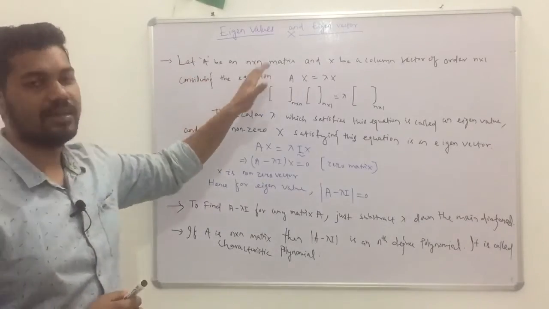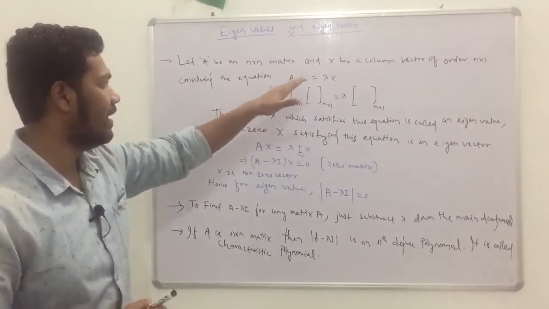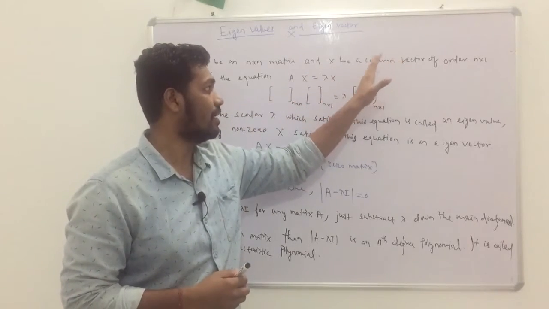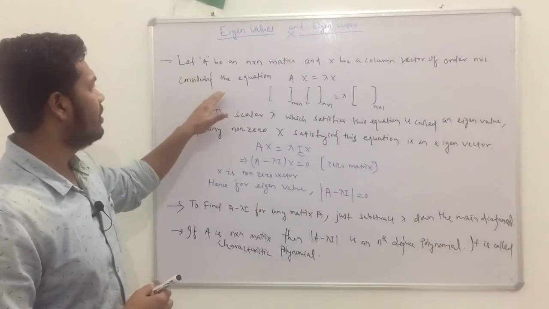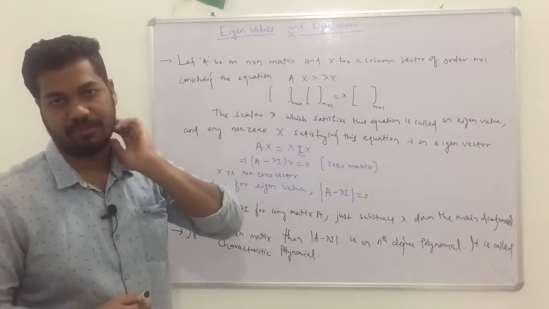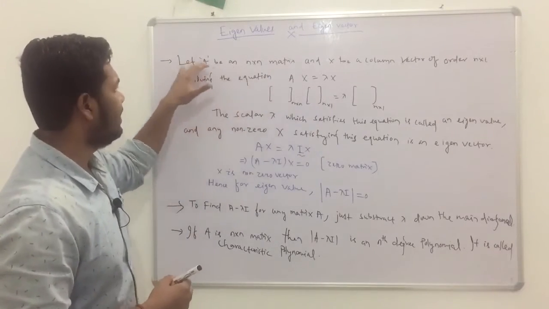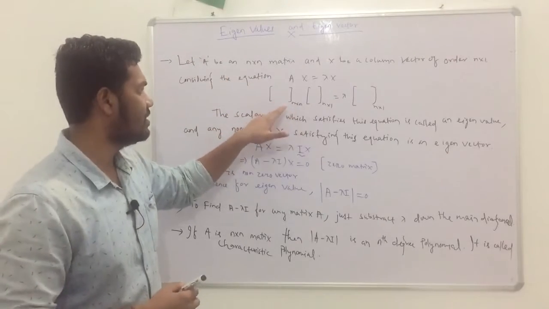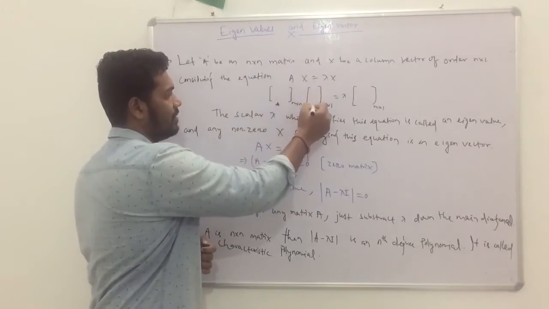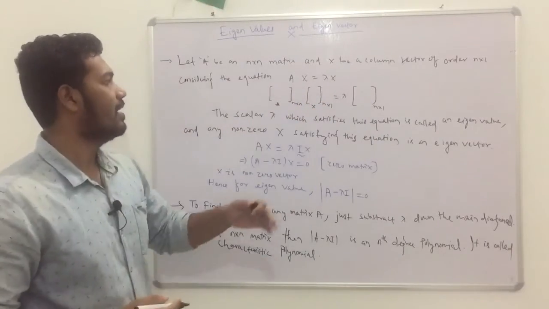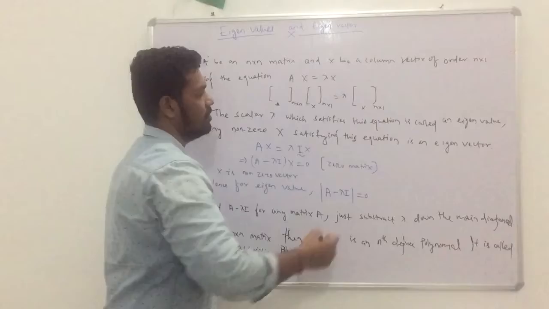Let A be any n cross n matrix and x be a column vector of order n cross 1, considering the equation Ax equals lambda x. What it says: let A be an n cross n matrix, this is your A, and x is your n cross 1 matrix, and this is also your x, an n cross 1 matrix.